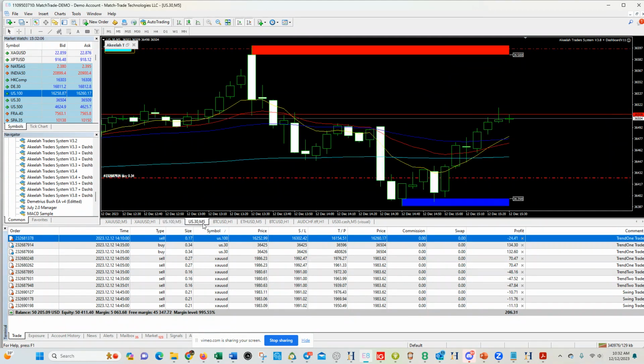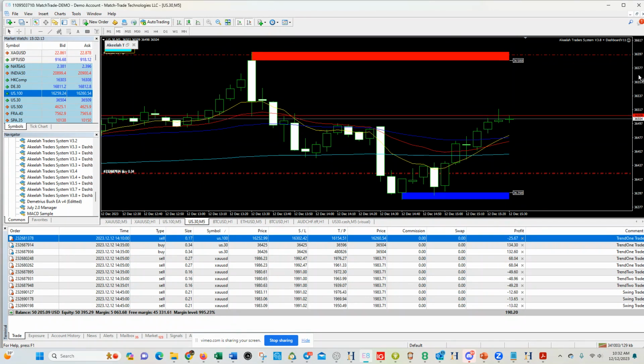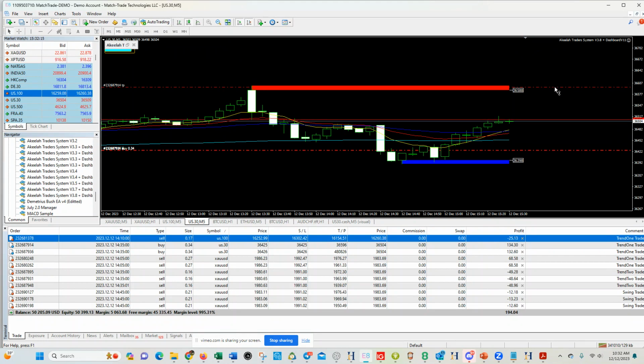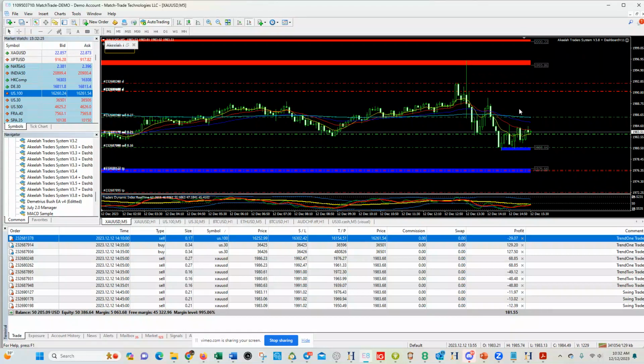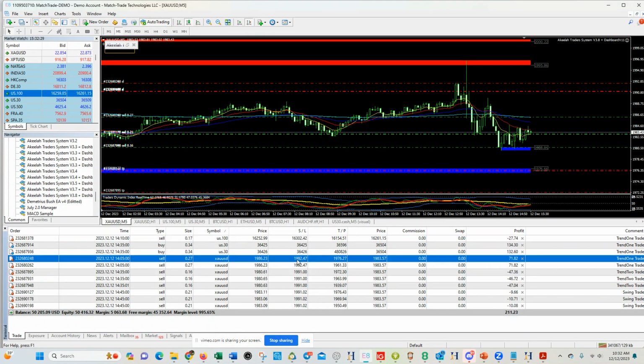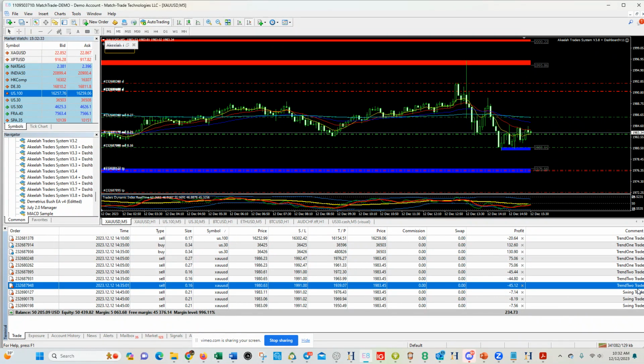US 30, we've already hit one profit target and hopefully on our way to the next profit targets. And then gold, we're still just kind of holding in here. We haven't hit a profit target yet on gold. So for gold, we're in a trend 1, a trend 2, and a swing. All three of those are indicating sell on gold.